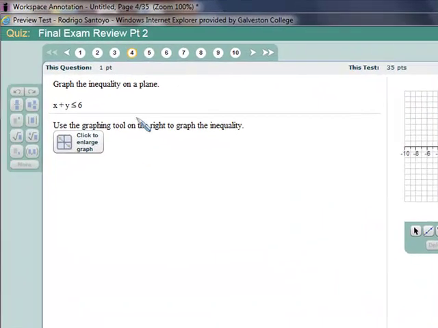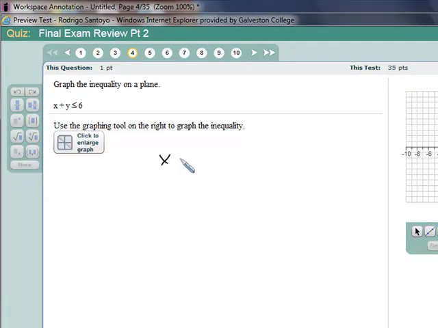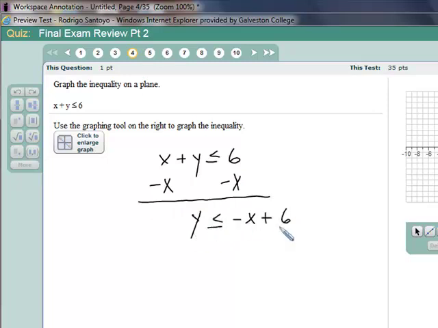Number 4, they want us to graph the inequality. Remember, once we have y by itself, it's nice and easy. So all we have to do is get y by itself. So let's move this x. How do we do that? Subtract x from both sides. So we get y to be less than or equal to negative x plus 6.